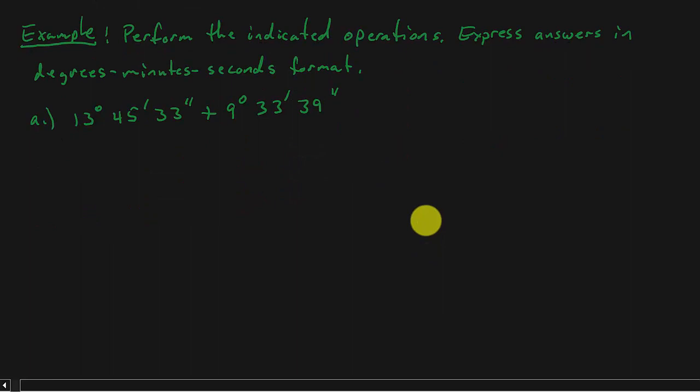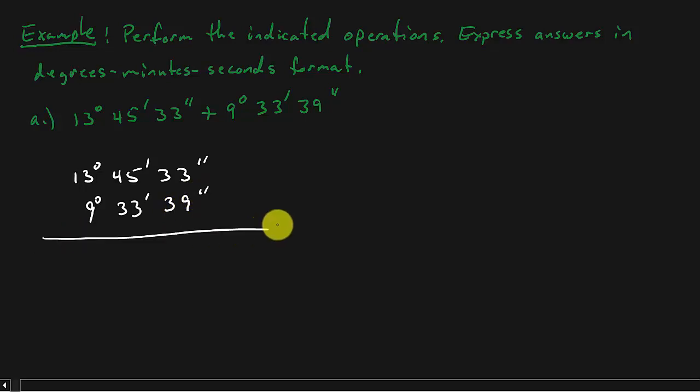All right. So now, how about this? Perform the indicated operations. Express answers in degrees, minutes, seconds format. So we want to add the two. We've got 13 degrees, 45 minutes, 33 seconds, and we're adding 9 degrees, 33 minutes, and 39 seconds. So all we're going to do is add the seconds together, add the minutes together, and then add the degrees together.